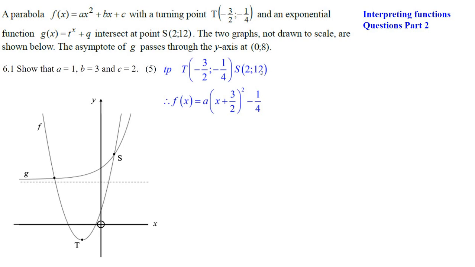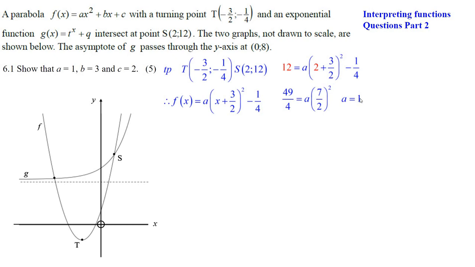Now we substitute in y is 12 and x is 2, and we work it out. Well, this is 4 over 2 plus 3 over 2, which is 7 over 2. Squared is 49 over 4. But 12 is 48 over 4 plus 1 over 4, that's 49 over 4. Divide both sides by 49 over 4, and we get that a is equal to 1.